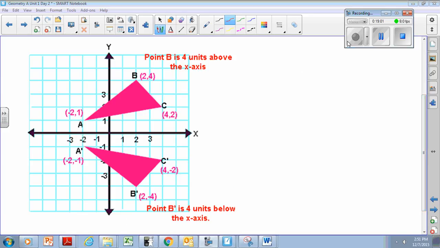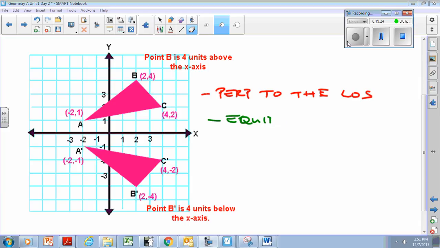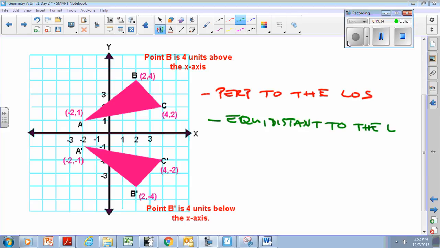Before I see, say it again? LOS. Perpendicular. Right. Step 1, it has to be perp to the LOS. Perp to the LOS. What's the second one? Say it again. Equidistant, if you know how to spell it. Equidistant to the LOS. Almost in 2 minutes we're going to go.